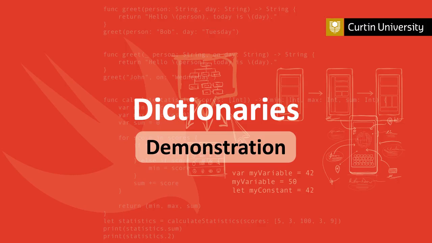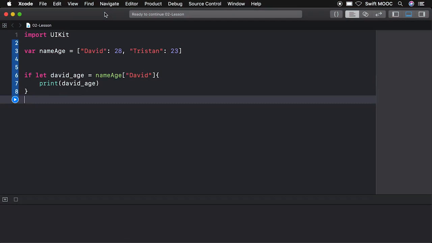Let's take a look at one of the other collection types from Swift, namely the dictionary. So we're creating a dictionary in line 3 here, var nameAge. Our dictionary is going to have a label nameAge, and we assign it, in this case, 2 entries. The first one, David, 28. The second one, Tristan, 23. David and Tristan are both the keys. The values are 28 and 23 respectively.